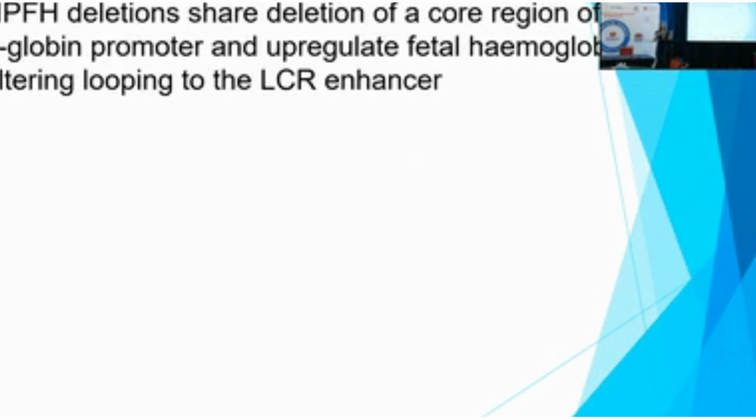We've also looked at the deletional HPFH mutations, so hereditary persistence of fetal hemoglobin caused by large deletions in the genome.